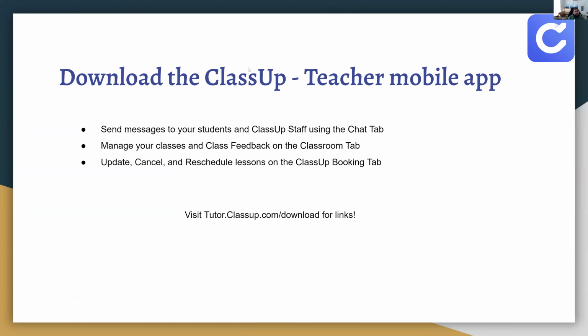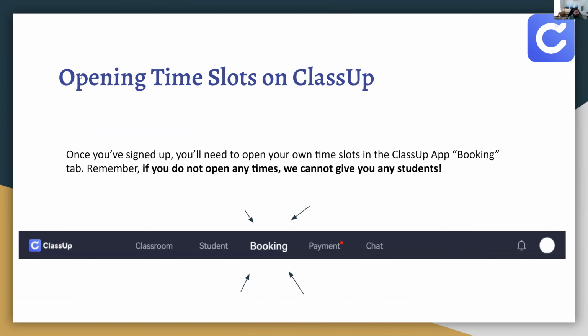One important note: if you have not already, please head to tutor.classup.com to download our ClassUp Teacher mobile app. This app will allow you to access most of ClassUp's features from your mobile devices, either Android or iOS. You may send messages to your students and ClassUp staff members using the chat tab. You can manage your classes and class feedback on the classroom tab, and you can update, cancel, or reschedule lessons using your booking tab. Once again, visit tutor.classup.com/download for all available links.